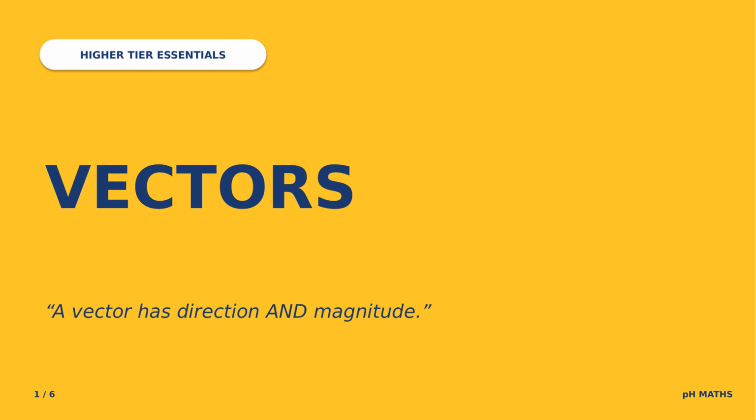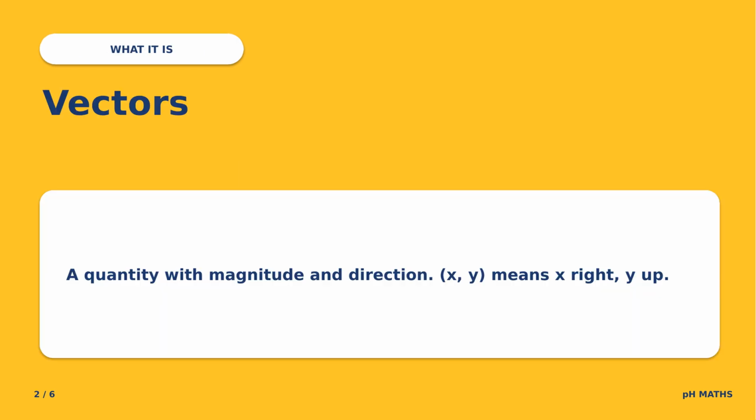Today's explainer is vectors, quantities with both magnitude and direction. Not just a number, but a number with a direction attached. By the end of this video, you'll know how to add them, scale them, and spot parallel vectors instantly.